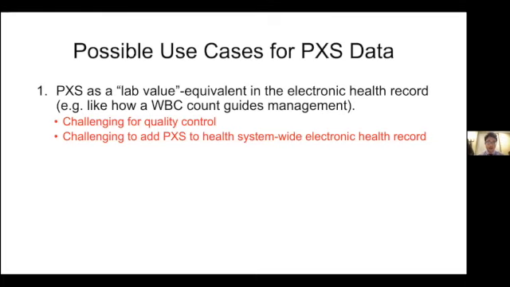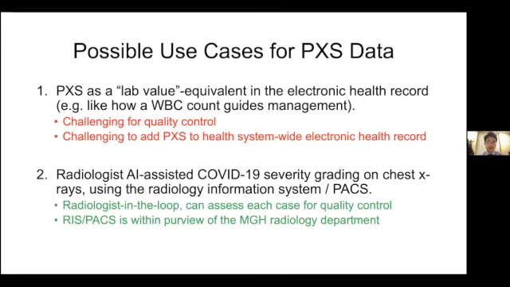An additional challenge was with adding it to the health system-wide electronic health records. We use one EHR across the health system, and as a result, adding anything to it requires a lot of different safety checks, and it can be very challenging to do. So at this point in time, we actually had to pivot, and we adjusted our use case to something like this: radiologist AI-assisted COVID-19 severity grading on chest X-rays.